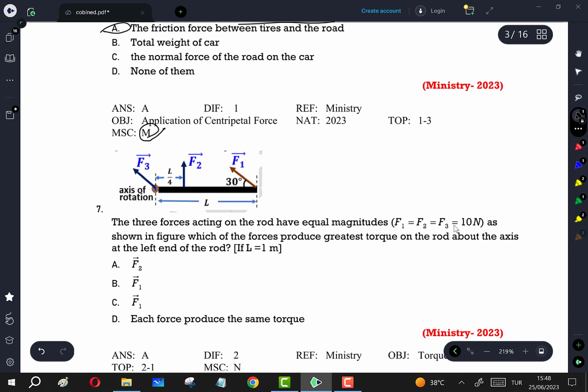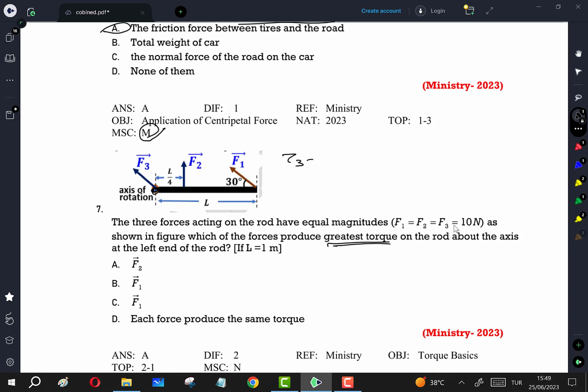Question number 7. The three forces acting on the rod have equal magnitudes, F1, F2, F3, 10 Newton, as shown in the figure. Which of the forces produces the greatest torque on the rod about the axis at the left end of the rod? First, note that F3 is acting on the axis of rotation. If a force acts on the axis of rotation, its torque is 0. So torque 3 is 0, and that's why we cannot include F3 in our calculation.